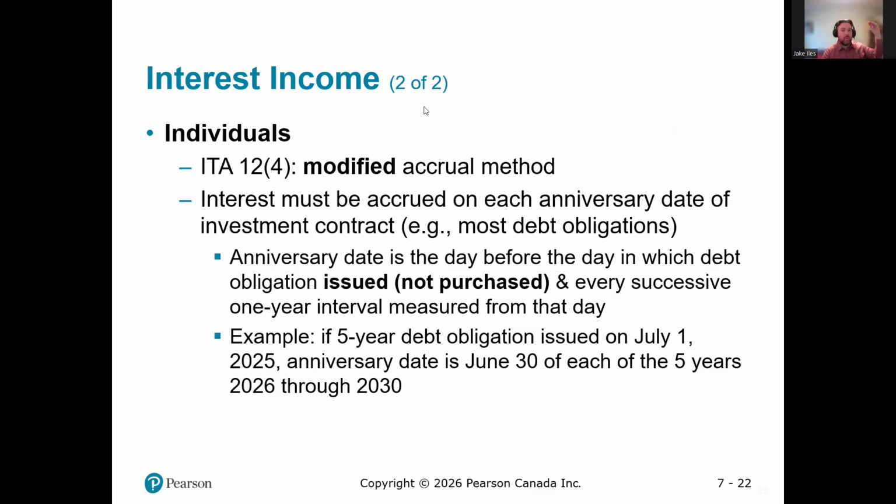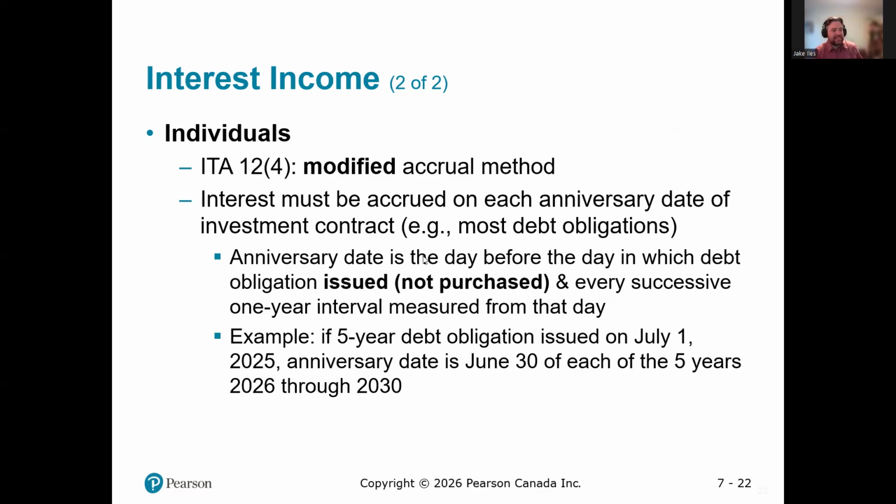For a corporation, we accrue day to day. If 4 months have passed, we're accruing 4 months. But for the individual, we care about when the anniversary date of the loan passes. So interest must be accrued on each anniversary date of the investment contract. Anniversary date is the day before the day on which the debt obligation was issued, and every successive 1 year interval.